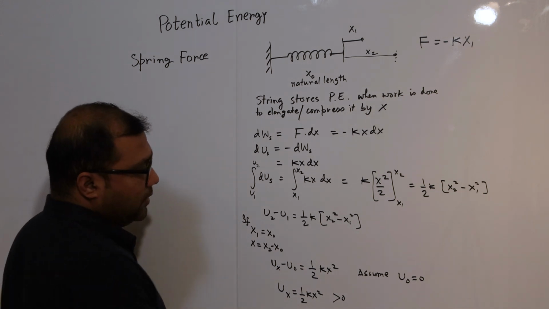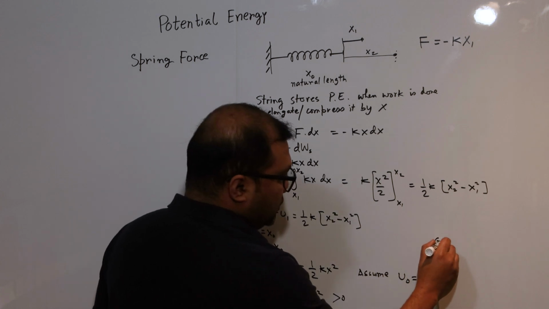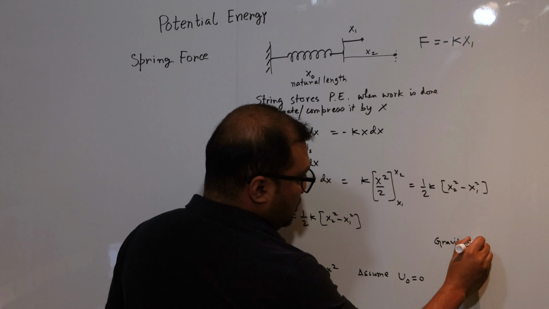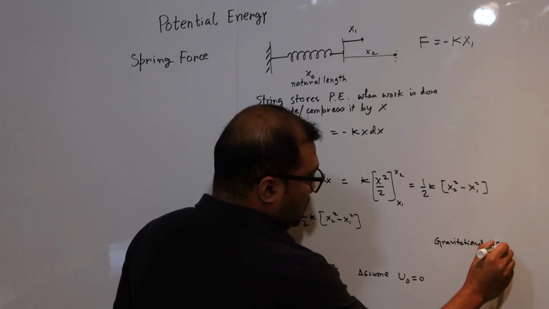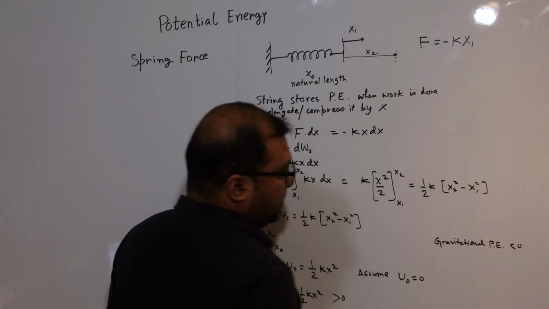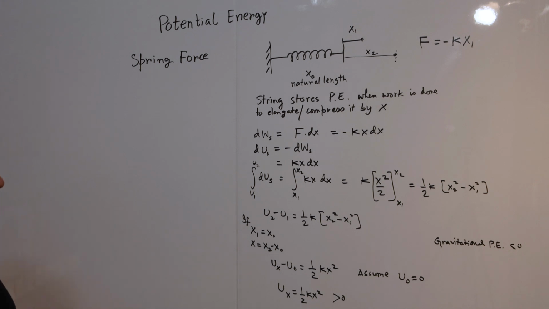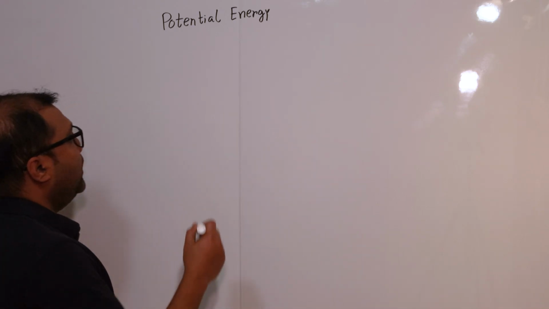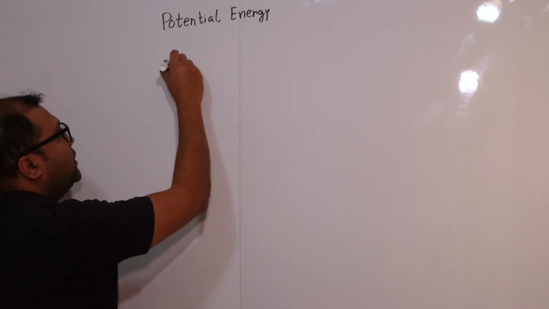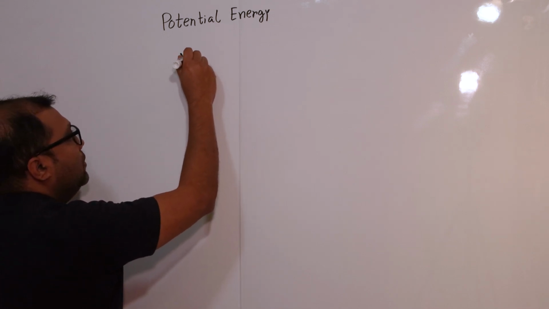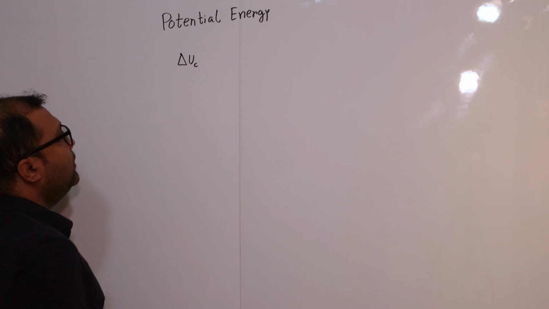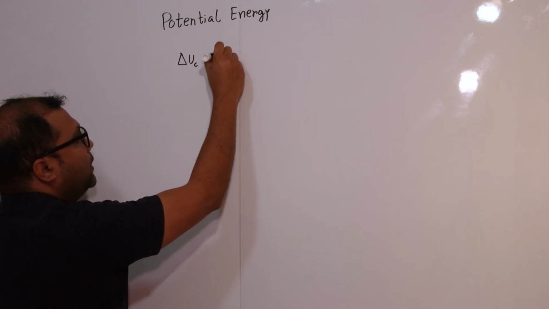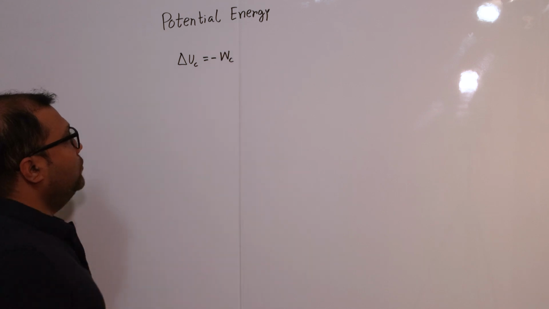Whereas remember that gravitational potential energy can be negative. Okay, so we have been talking about potential energy, and change in potential energy of any conservative field is defined as negative of the work done by the conservative force.